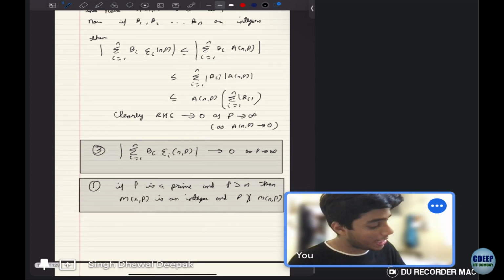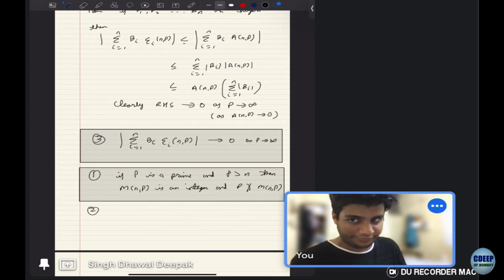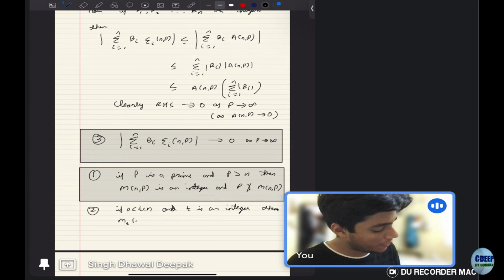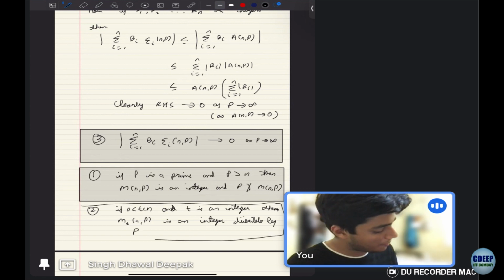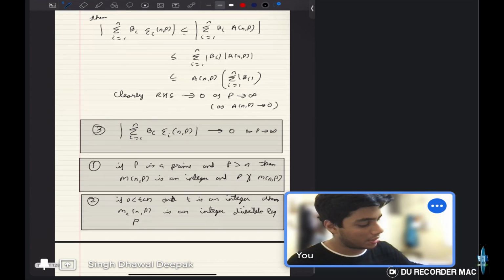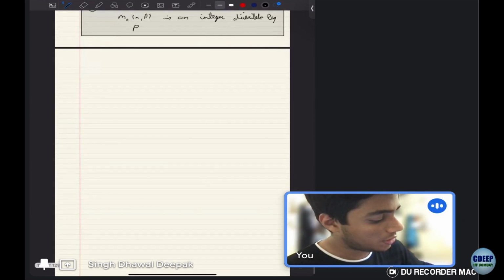And what was our second observation? Our second observation was that if t is an integer between 0 and n, then m_t(np) is an integer divisible by p. So these are the three important observations that you might just call lemmas, because they are very important for what we are going to do. And now we can finally move to trying to show that e is transcendental. So these were required, and we will see why they were required, and then we will also discuss the idea behind why.